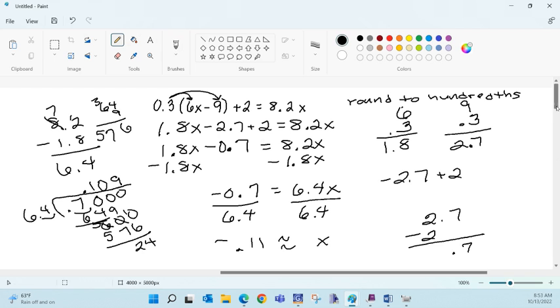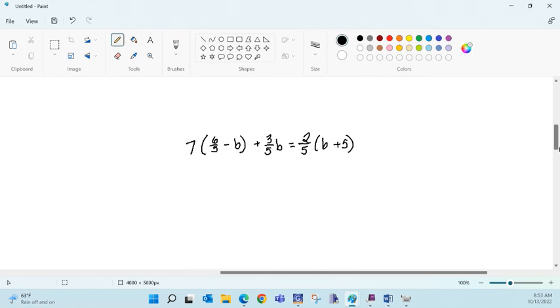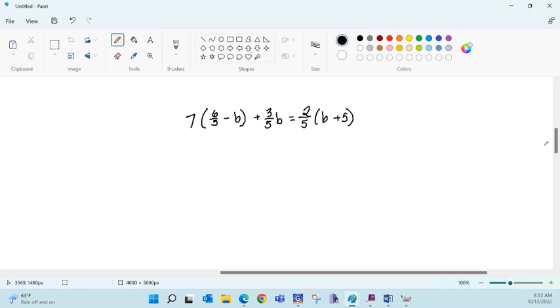Let's move on, because you got the process, and getting rid of those decimals would be a thing. So let's take a look at this one, and we want to do this fraction one.